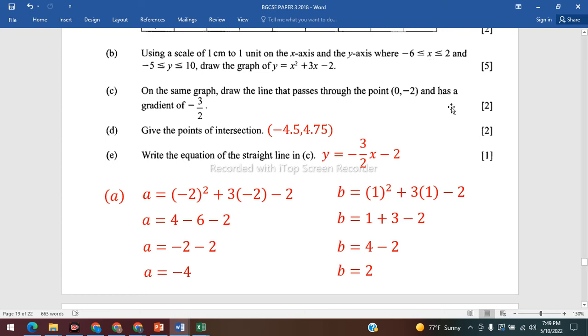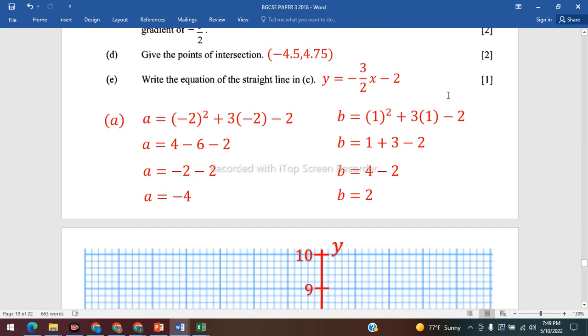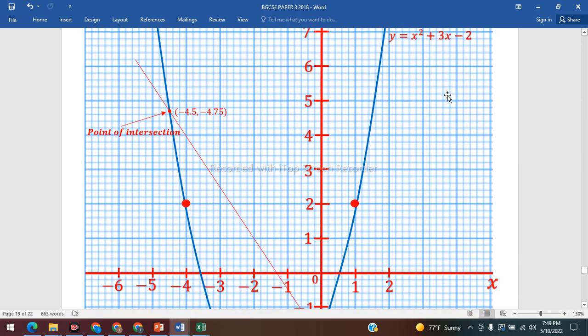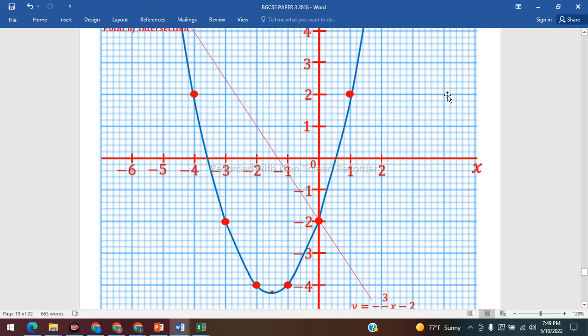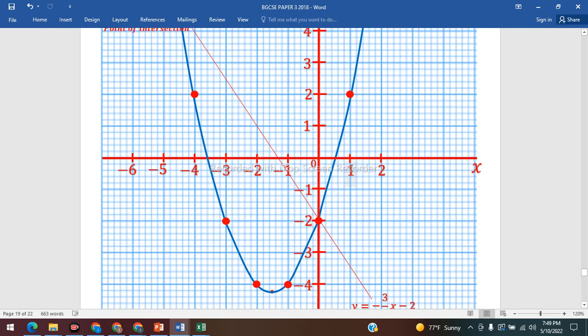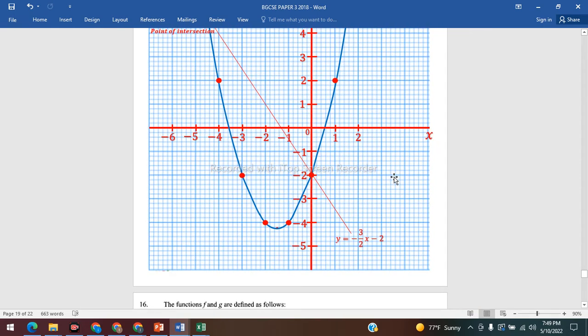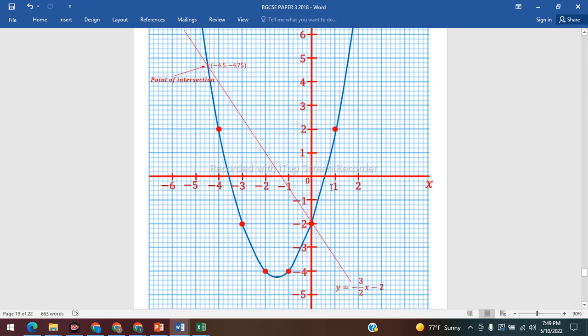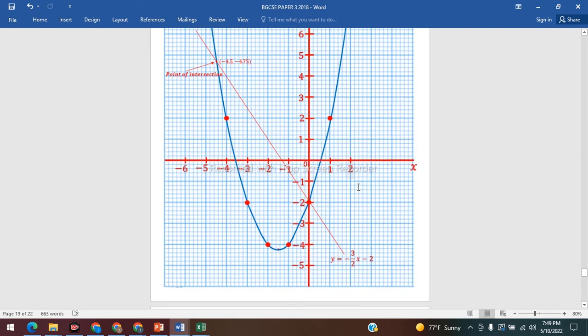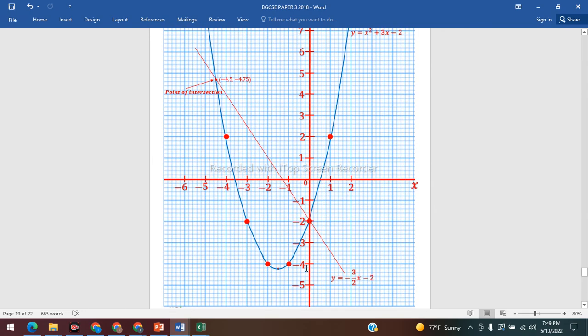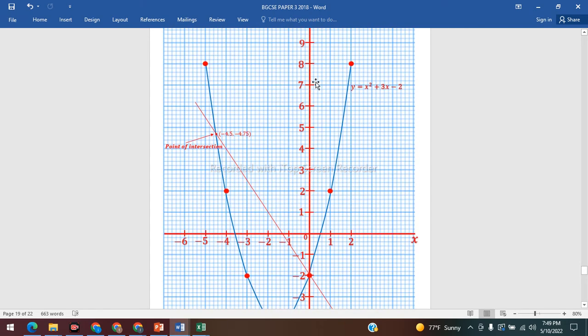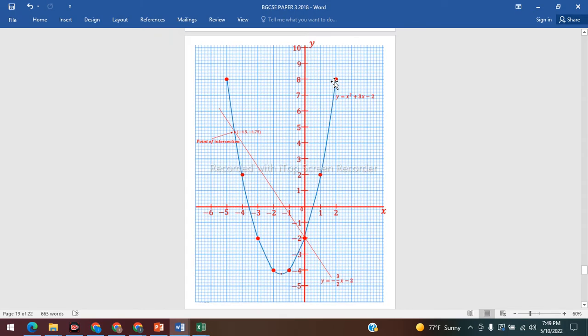Okay, so remember that on our x-axis, we go 1 and 2, 0, negative 1, negative 2, negative 3, negative 4, negative 5, negative 6, right? Because we only go from negative 6 to 2. For the y-axis, we go from negative 5 to 10. Okay.